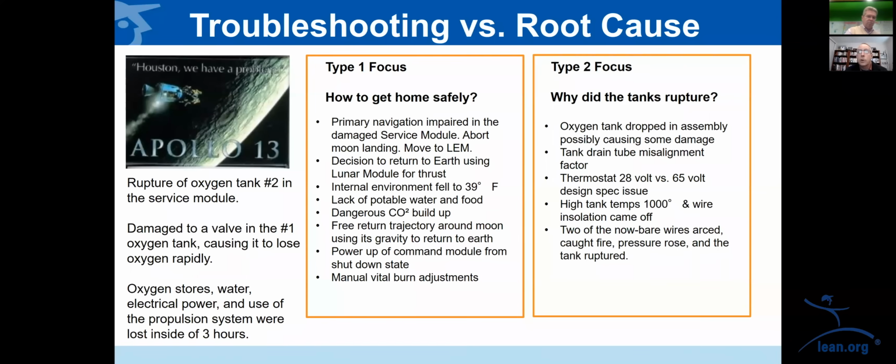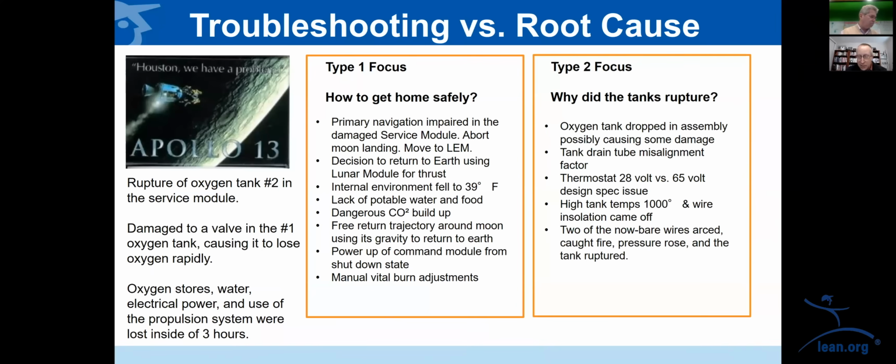The type 2 focus is, why did the tanks rupture? And that wasn't in the movie. That's kind of boring. You got to deep dig into the design changes that occur, find out some problems that happened at assembly, and the real most likely probable cause was that they put a 28-volt thermostat relay in when it was supposed to be a 65-volt.